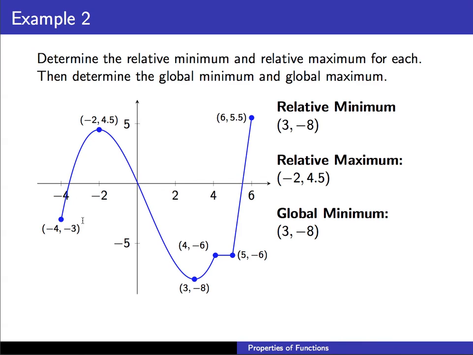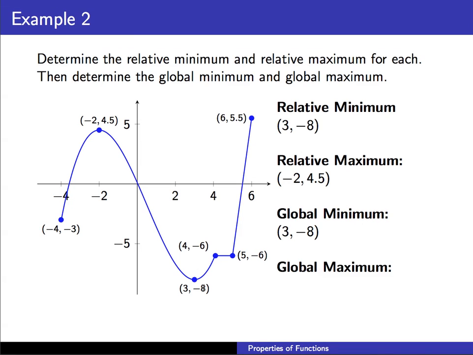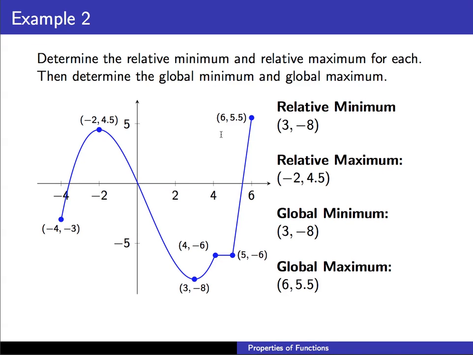If you take a look at all the points on this graph, the absolute or global minimum is at this (3, -8). Our global maximum is the highest point that we see in this entire domain, which in this case is at (6, 5.5). So our global maximum is (6, 5.5). Notice it's not the same coordinates as our relative maximum of (-2, 4.5).